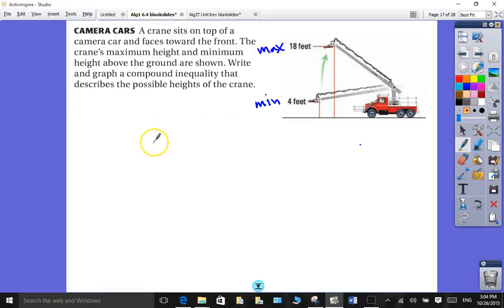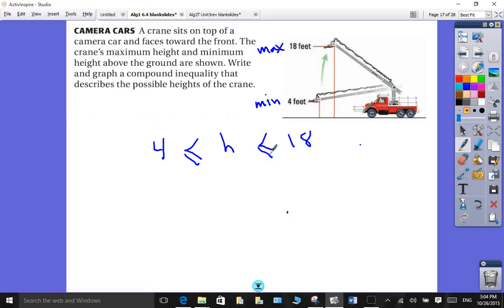4 is less than height, I'll call it h, is less than 18. Now, there could be a question of, do we make these or equal to's, or do we leave them as not or equal to? Does it look like 4 feet high is an option? Looking at the picture, I think it is. So I think I would make it or equal to or equal to.